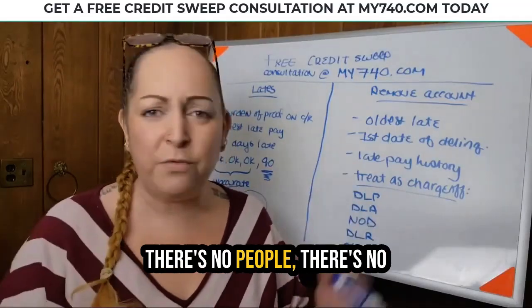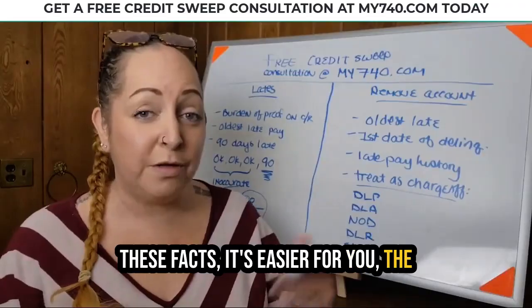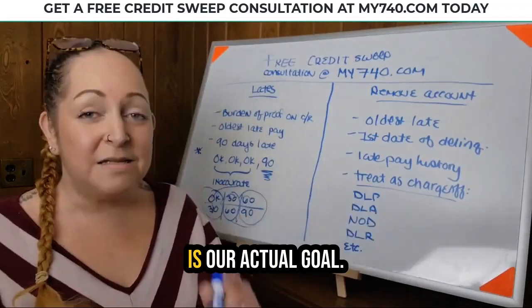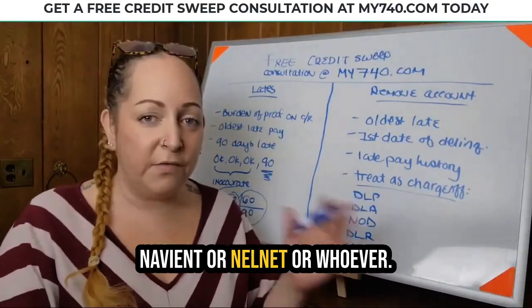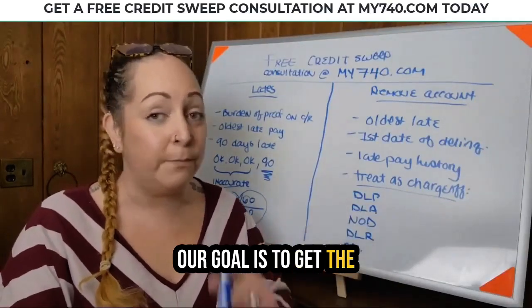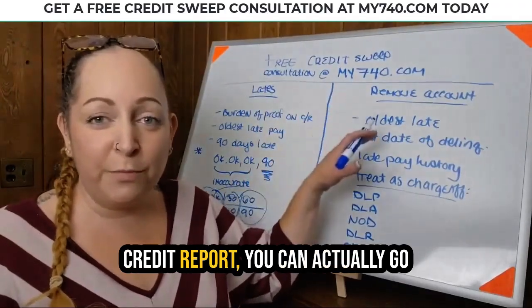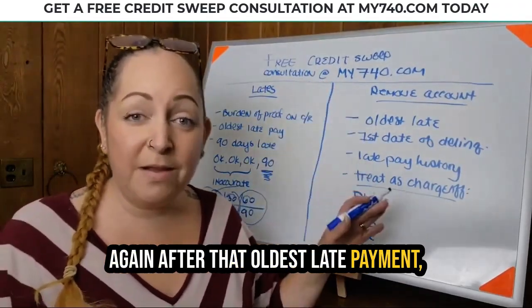I mean, there's no people, there's no investigation, none of that. So when giving these facts, it's easier for you, the consumer, to be able to get it taken off without it even going past the bureaus. That is our actual goal. Our goal is not to get it to Navient or Nelnet or whoever. Our goal is to get the bureaus to remove it. With removing the account from the credit report, you can actually go again after that oldest late payment, ask for deletion.